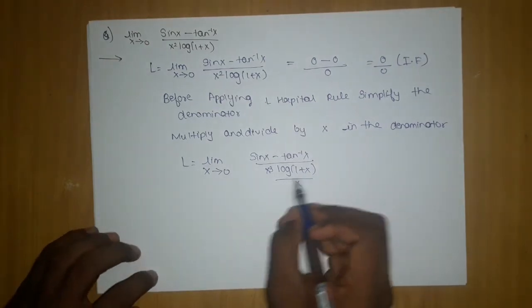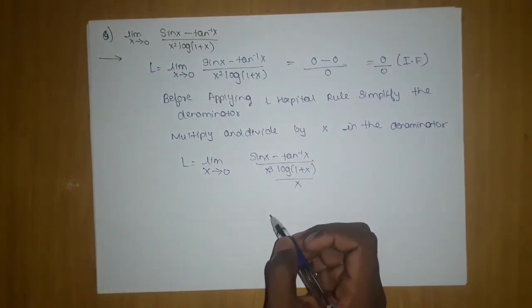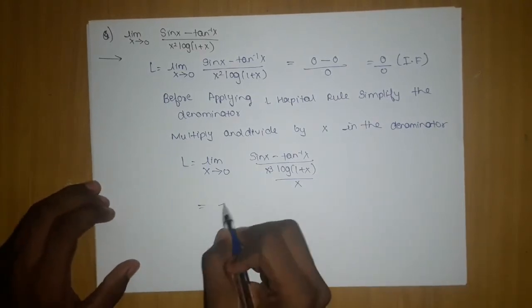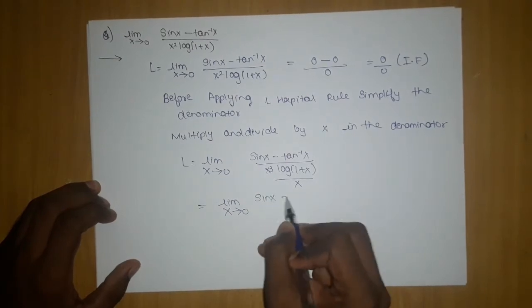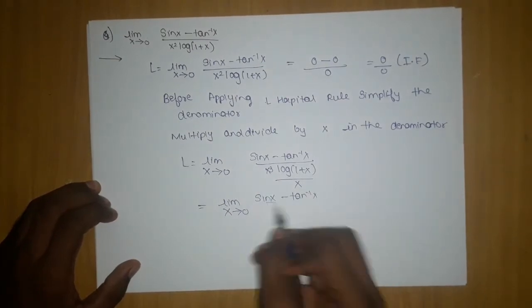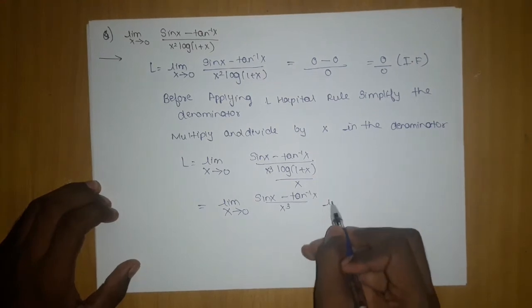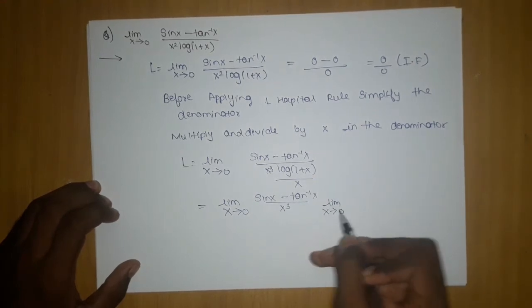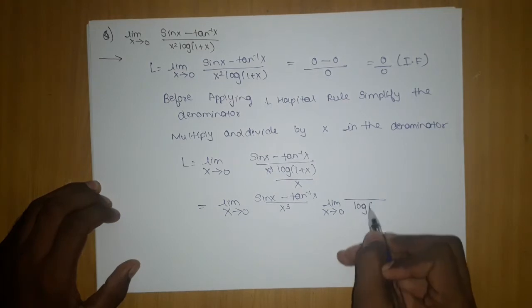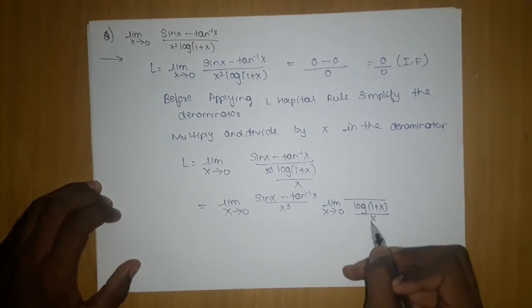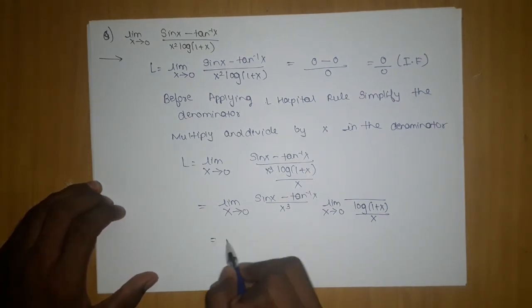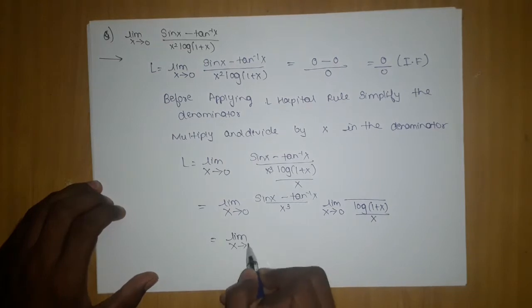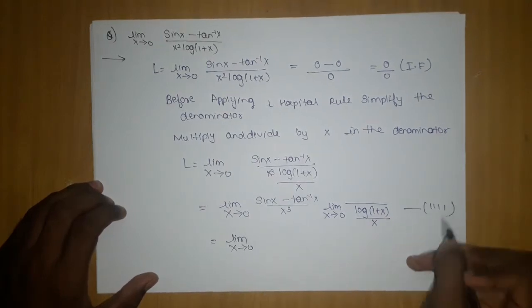Now I can do one thing. You have to write this step, x tends to 0 sin x minus tan inverse x upon x cube, and after this you have to write this step. Means you have just separated the limits. Here you can apply that formula. Log 1 plus x upon x is nothing but 1. The moment you apply that, you will be left with limit x tends to 0. You have to mention it here, okay.